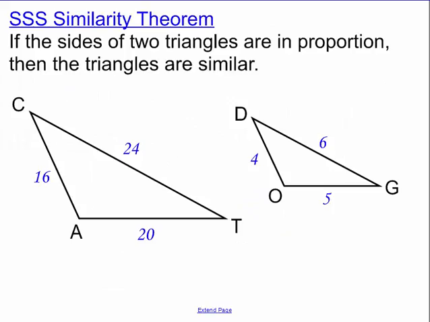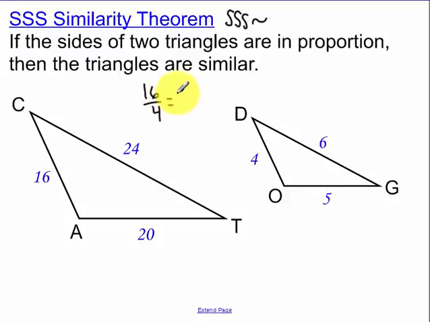And then we have the side similarity theorem, where we have if the sides of two triangles, so all three sides are in proportion, then the triangles are similar. And again, our abbreviation would be side similarity.